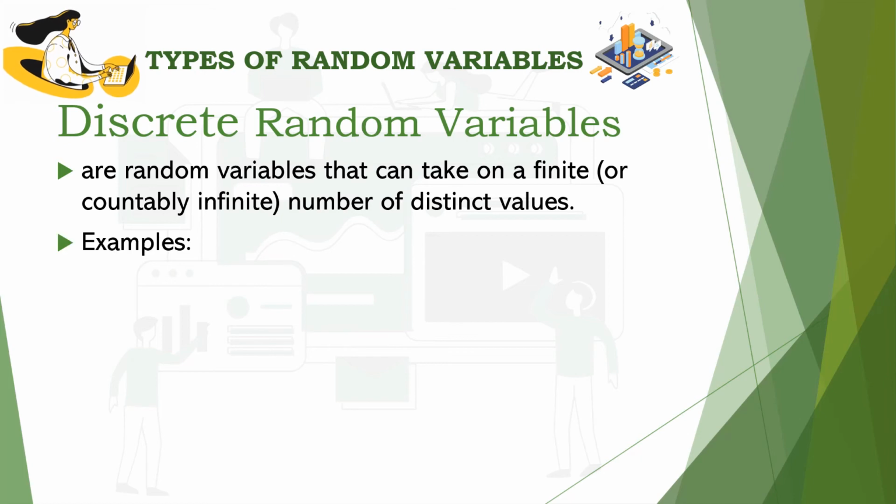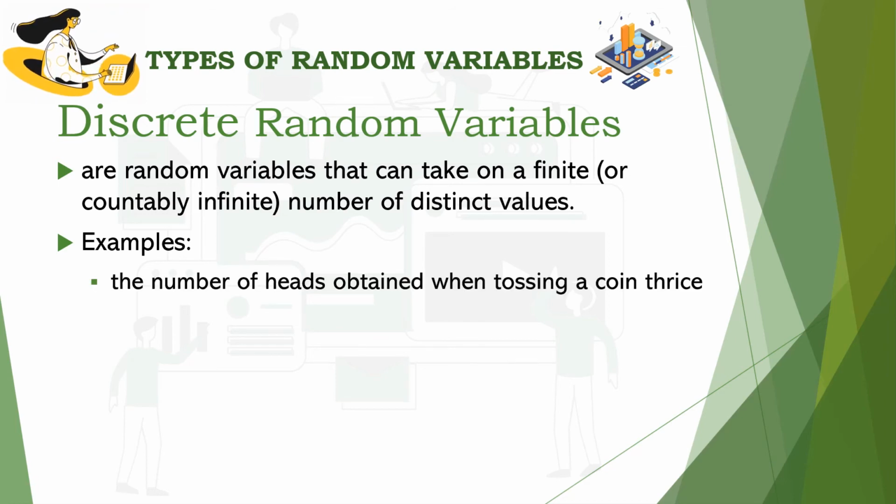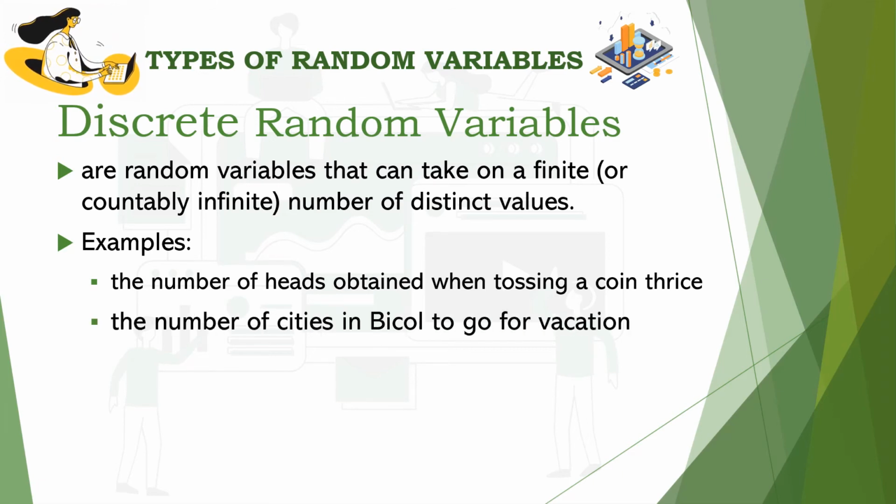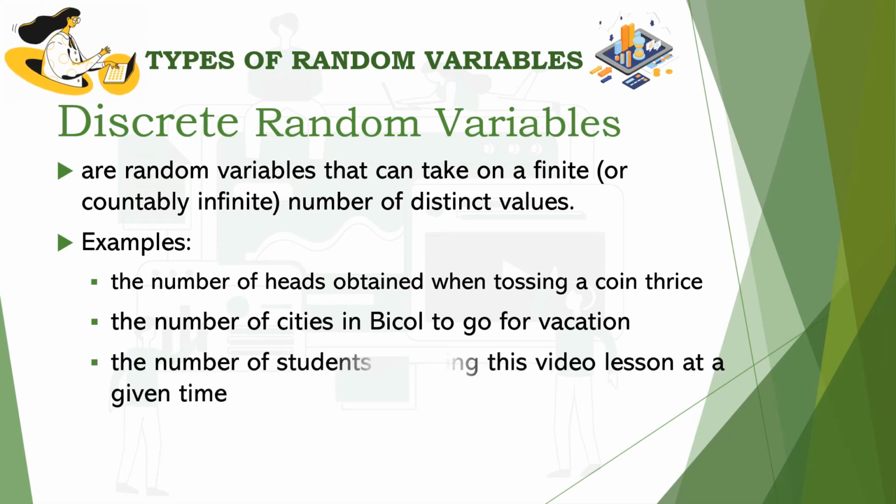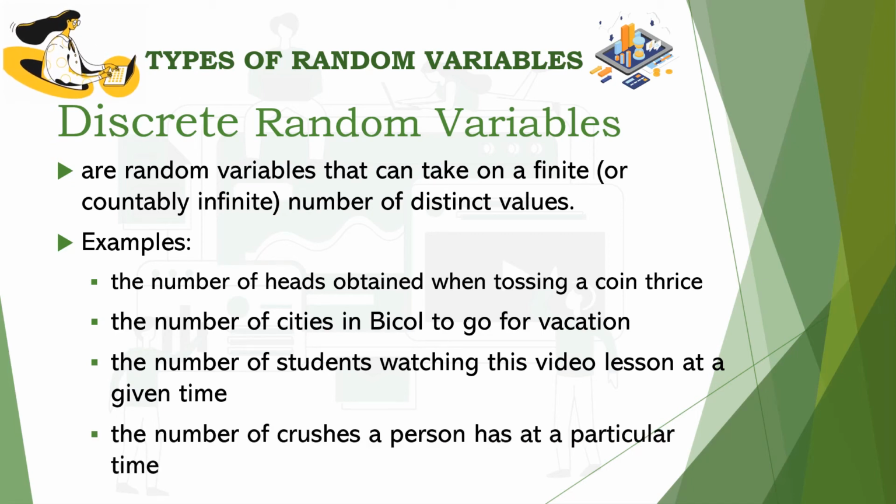The following can be modeled as discrete random variables as you can get whole numbers of these. The number of heads obtained when tossing a coin thrice. The number of cities in Bicol to go for vacation. The number of students watching this video lesson at a given time. And the number of crushes a person has at a particular time.